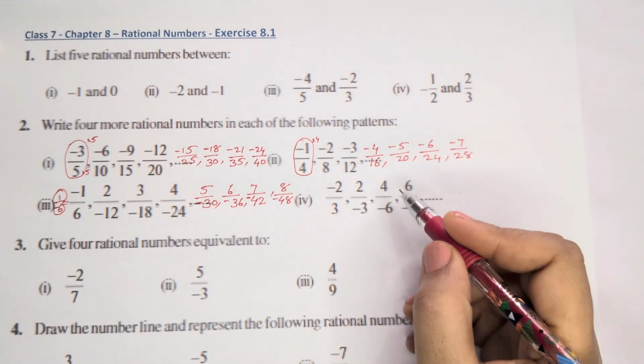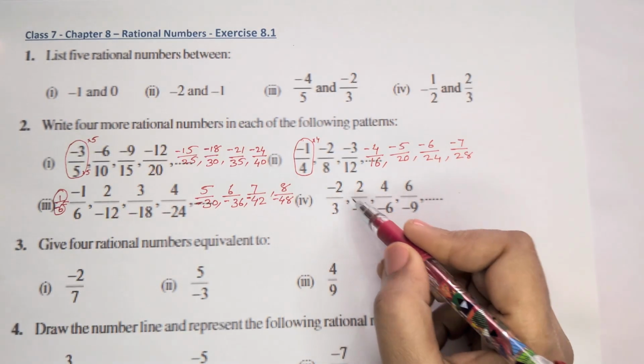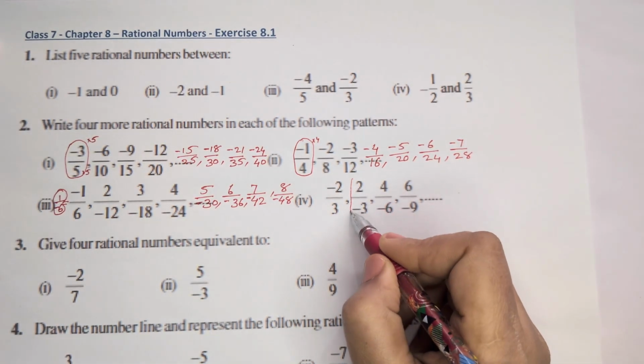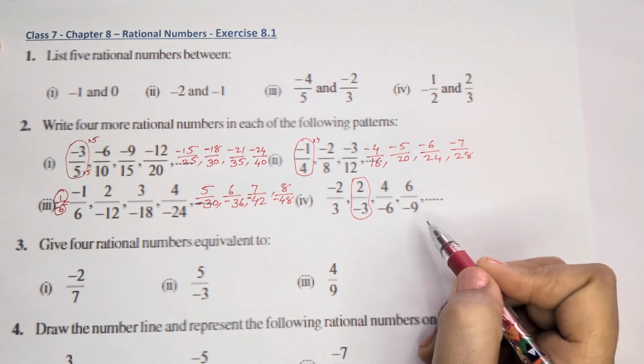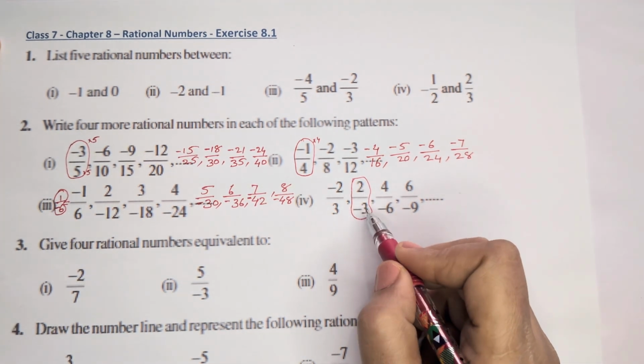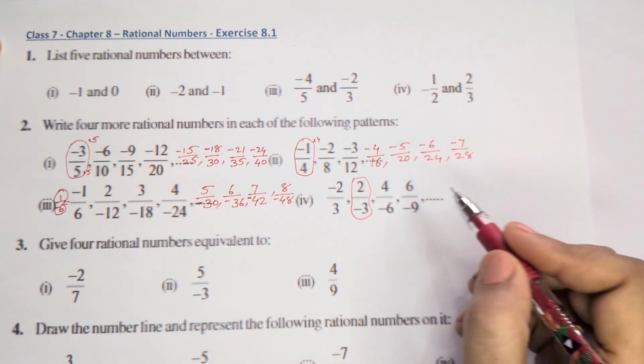Here minus 2 by 3 and 2 by minus 3. When we are putting that minus sign there in the denominator, 2 by minus 3, and the rest of the pattern is continuing with the denominator as negative. So we can take this as the simplified, the smallest term.